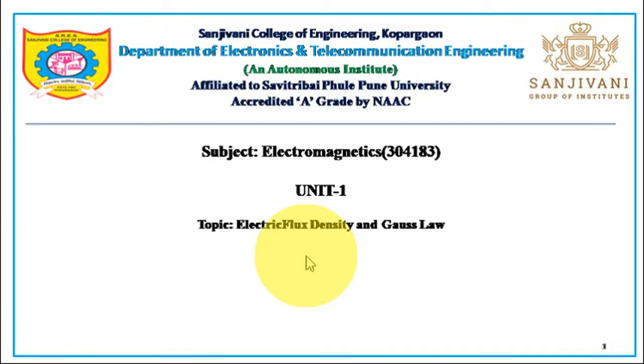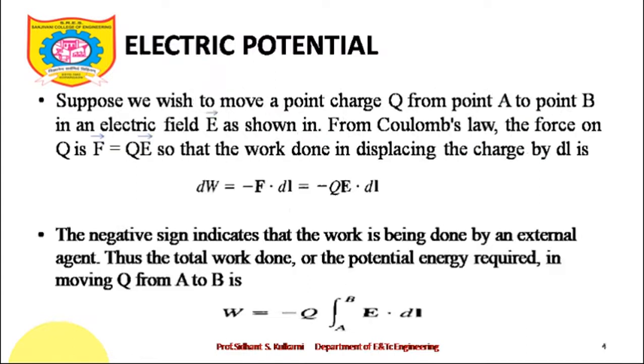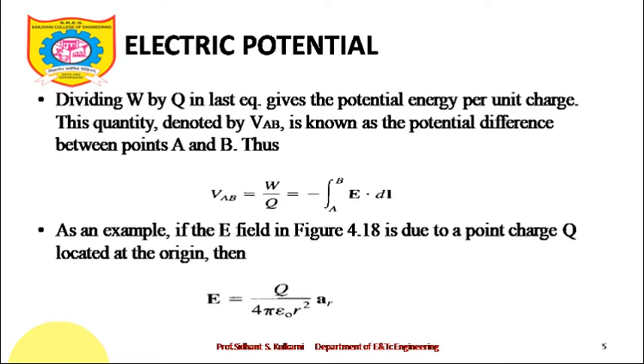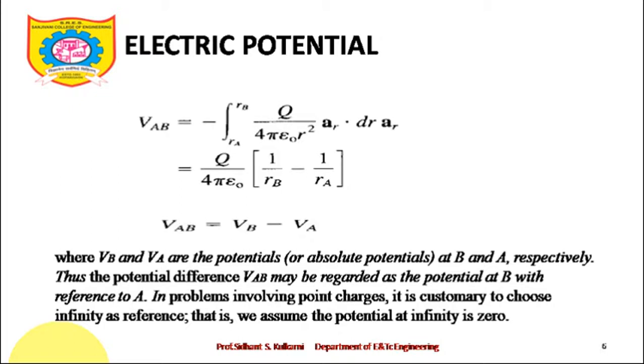Welcome back, friends. In the previous lecture we started our discussion about electric potential. We tried to understand the relationship between electric potential, electric field intensity and potential difference VAB, and we calculated it. Finally we got the equation VAB as VB minus VA, where VB is the absolute potential at point B and VA is the absolute potential at point A.